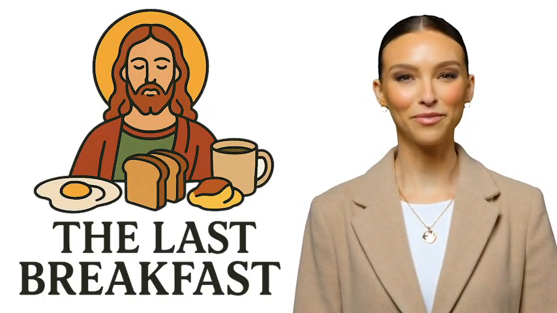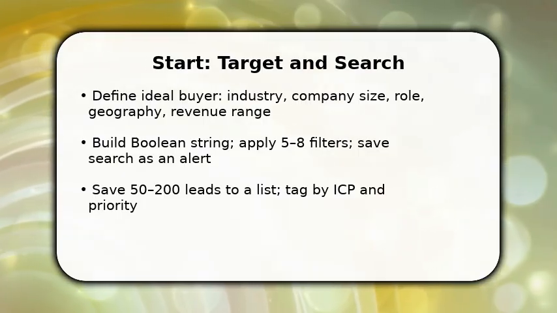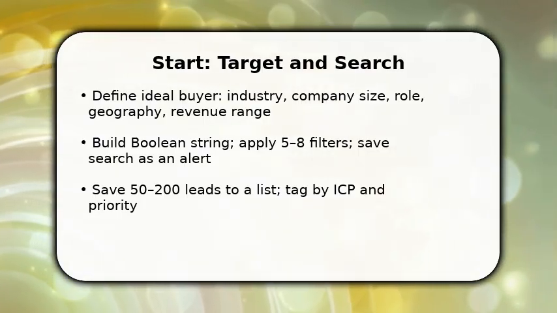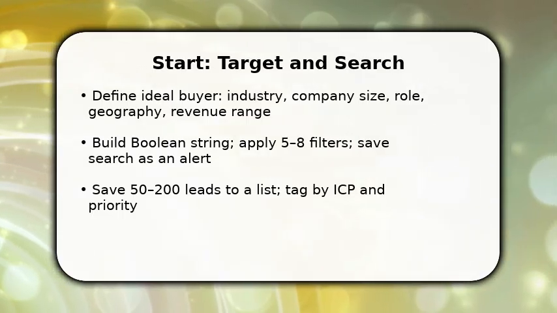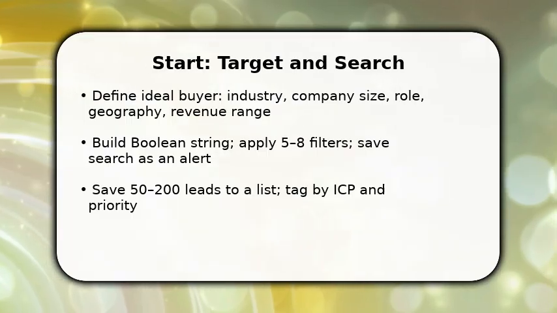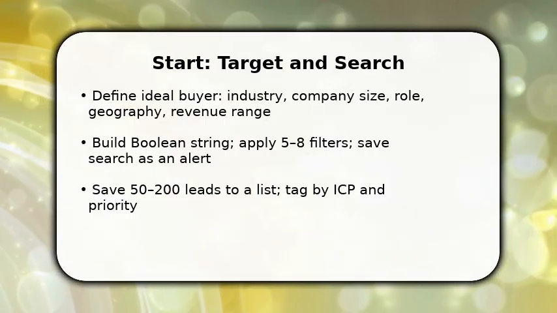Please enjoy the video. You begin by locking your ideal customer profile, industry, company size, functions, and geography. Once done, construct a tight Boolean search and apply 5-8 filters to cut noise. Make sure to save the search as an alert so new matches arrive automatically.